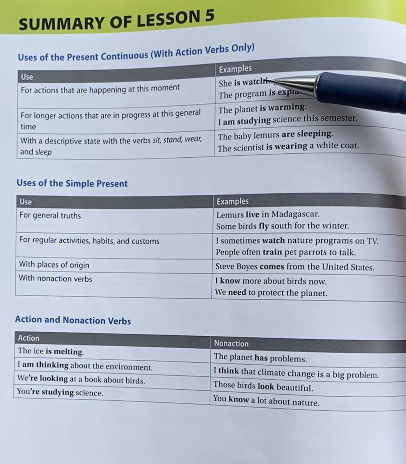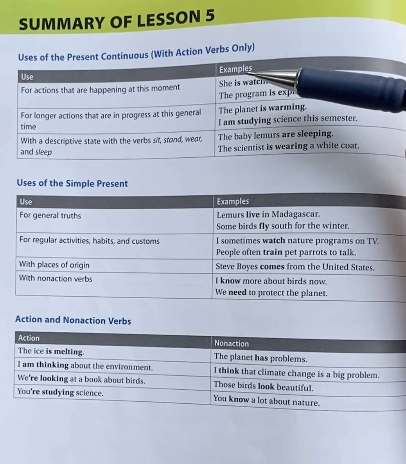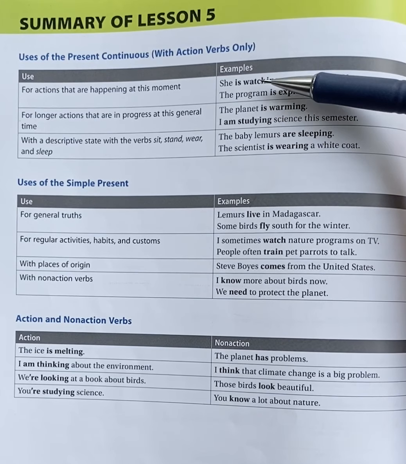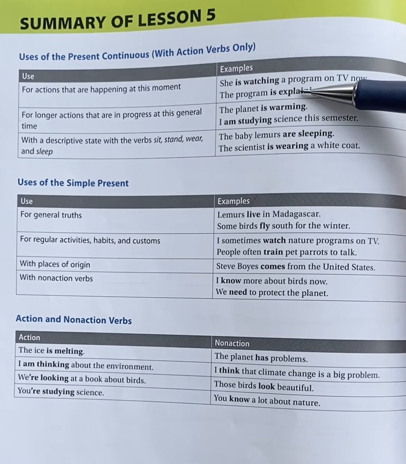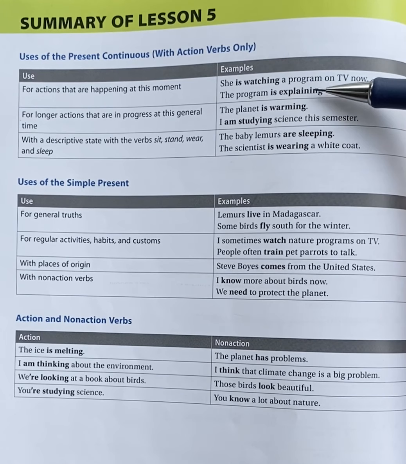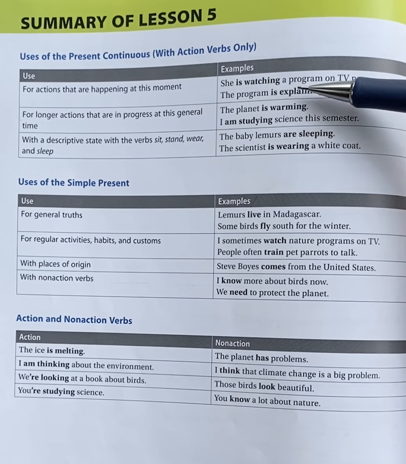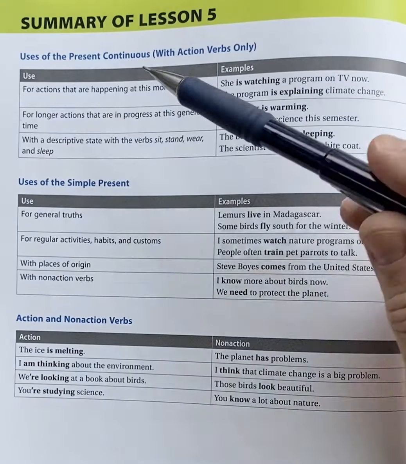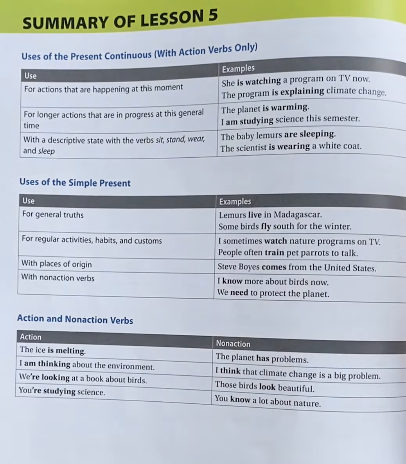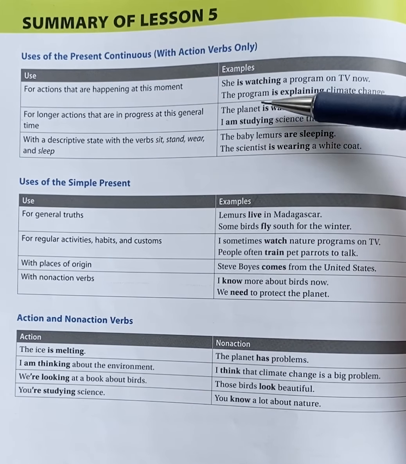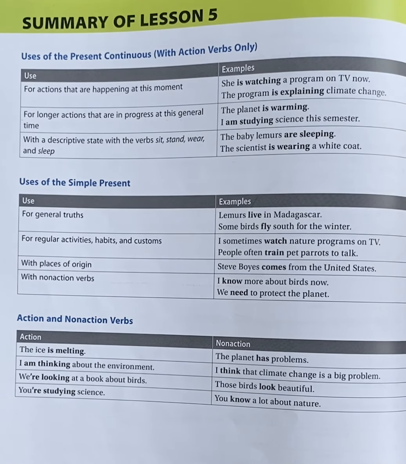Now, we can also see that because we have the be verb is watching, that means it's happening now and it continues. Present continuous. The program is explaining. Be verb is now, ing, continuous, present continuous. The program is explaining climate change. For longer actions that are in progress at this general time, the planet is warming. I am studying science this semester.